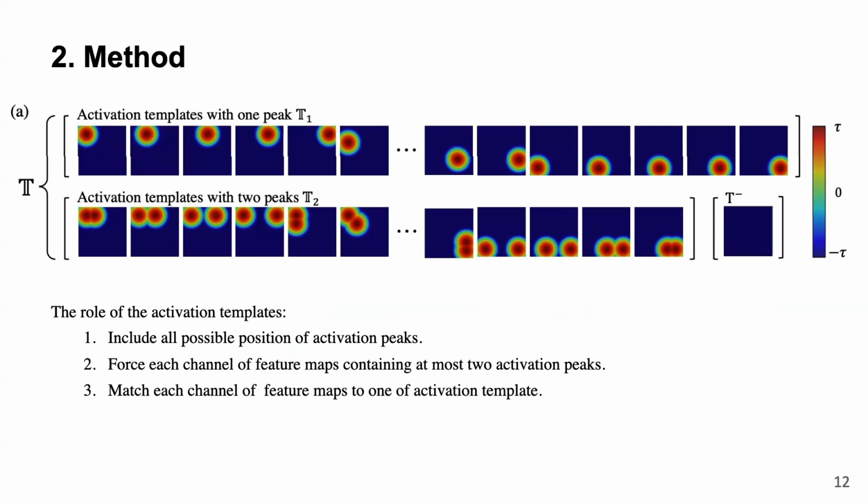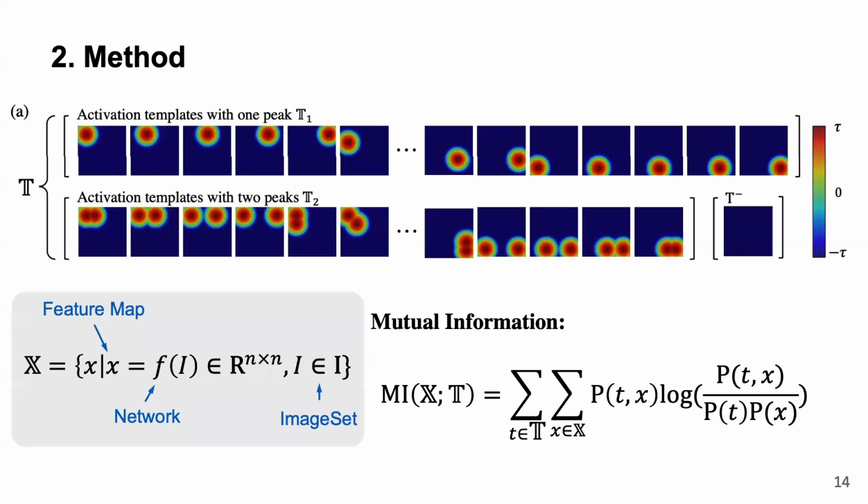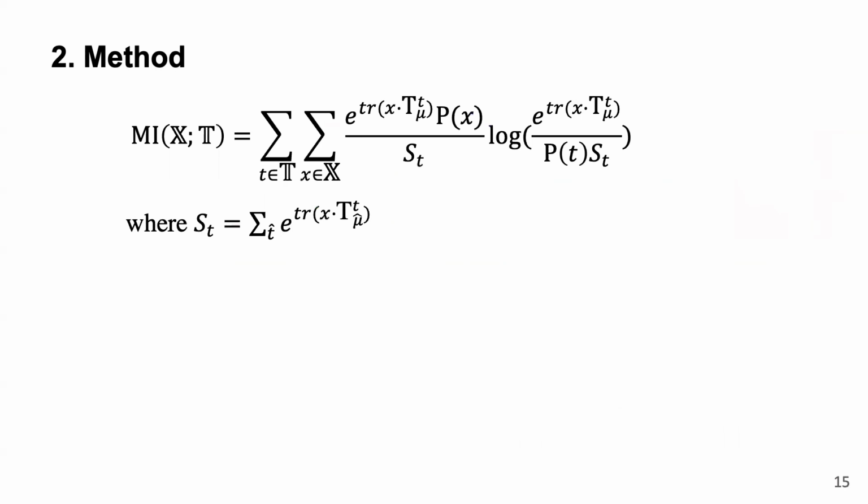The activation templates have the following properties: they include all possible positions of the activation peak, they force each channel of the feature map to contain at most two activation peaks, and they can match each channel of the feature maps to one of the activation templates. Then we define a set of feature maps X. We can use the concept of mutual information from information theory to define the mutual information between our template T and feature map X. Then we can get this formula after some transformations.